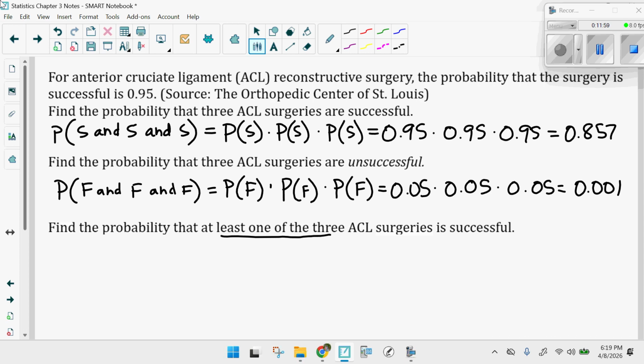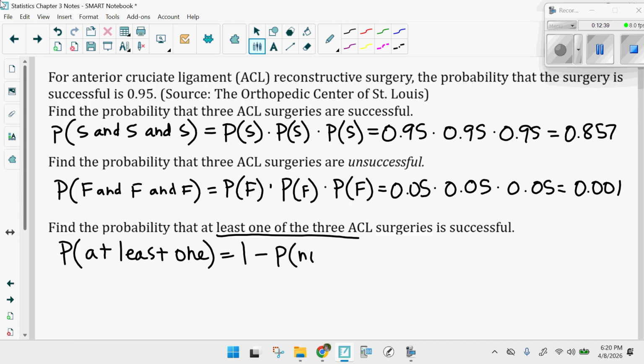And if we want to find the probability that at least one is successful, then we can think of it as, well, what is the probability of the 3 surgeries not being successful? So all 3 are not successful. That's the only probability that would mean that at least one wasn't successful. So a little probability trick, when we're looking for the probability of something at least one, it is all of our probability, 1, so 100%, minus the probability of none.